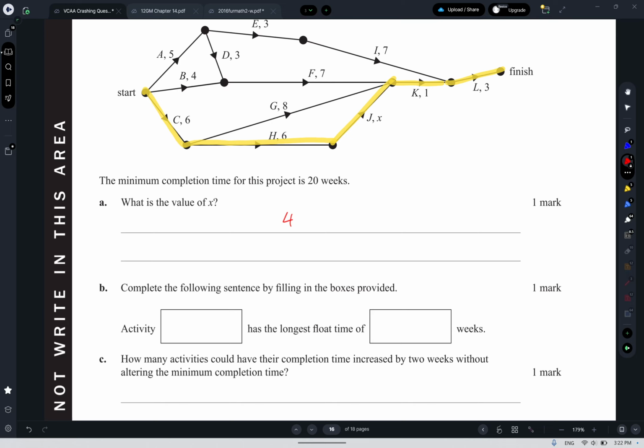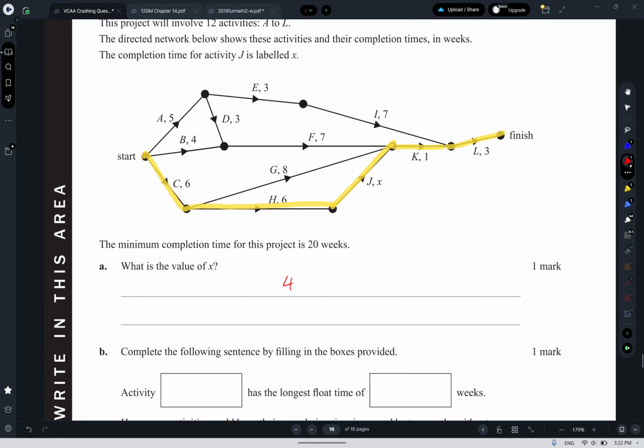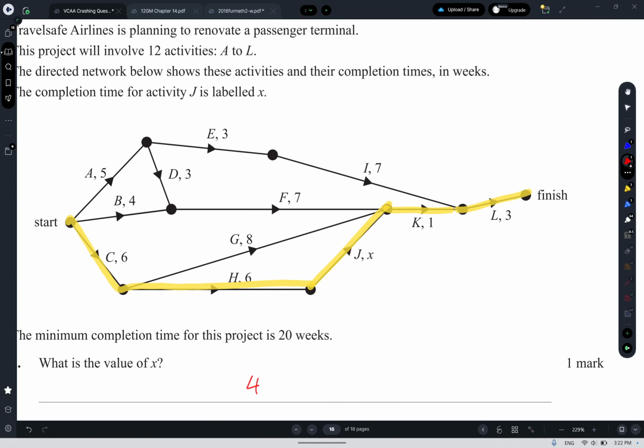Okay, complete the following sentences by filling in the boxes provided. Activity something has the longest float time of something. Okay, so activity something has the longest float time of something.